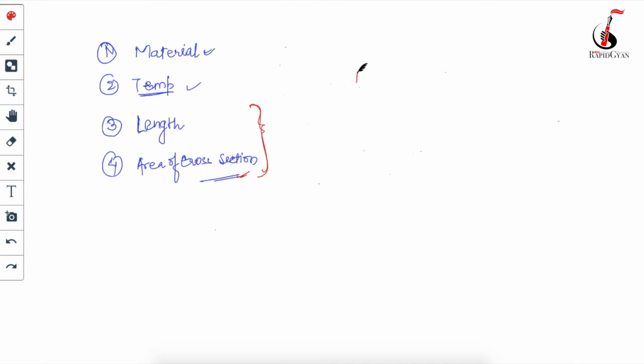I will say that your resistance is directly proportional to the length of the conductor. Directly proportional to the length means if the length of the conductor is 1 meter, the resistance will be less. If the length of the conductor is 20 meters or 50 meters, then more is the length, more is the resistance, less is the length, less is the resistance. Okay, understand? And at the same time your resistance is inversely proportional to the area of cross section.